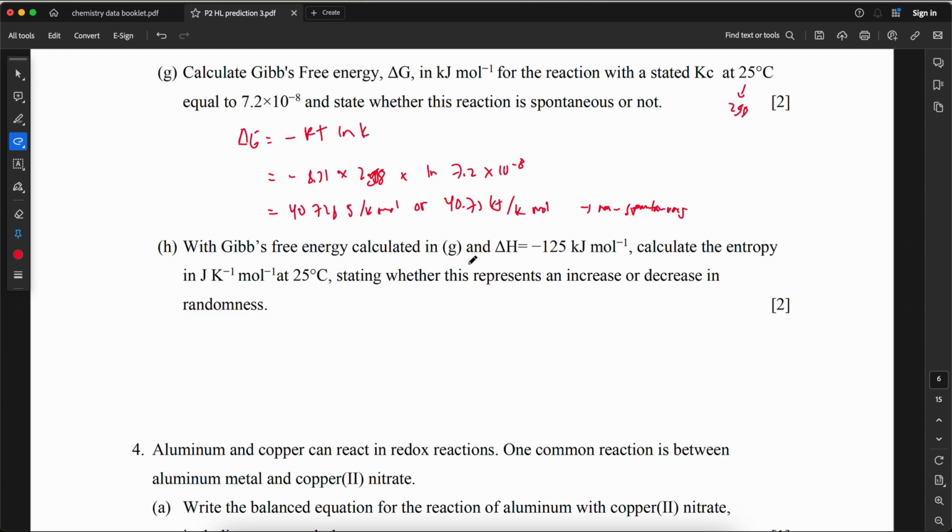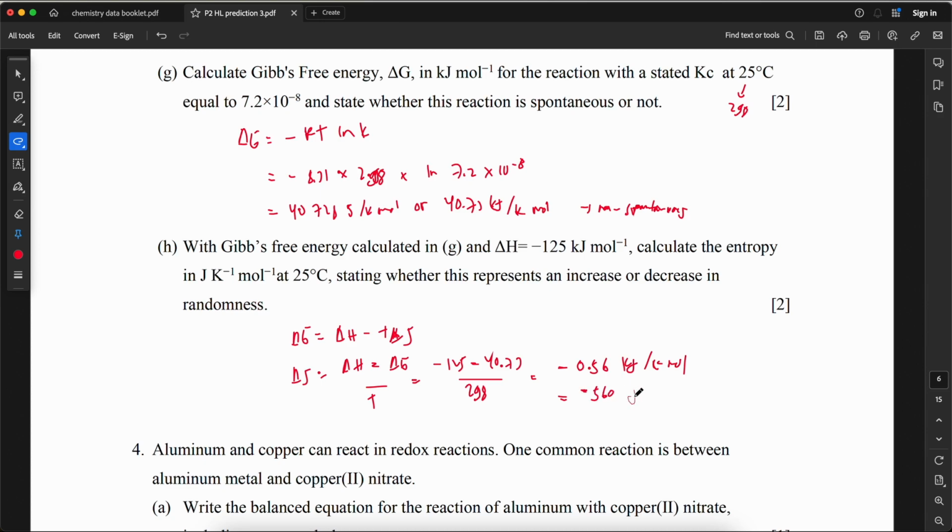With Gibbs free energy calculated in G, and delta H is negative 125 kilojoule per mole, calculate the entropy in J per K mole at 25 degrees Celsius. So delta G will be delta H minus T delta S. So delta S would be delta H minus delta G per T, which is negative 125 minus 40.73 divided by 298, which is negative 0.56 kilojoule per K mole, or negative 560 J per K mole. Because delta S is negative 560 J per K mole, whether this represents an increase or decrease in randomness, it decreases in randomness.